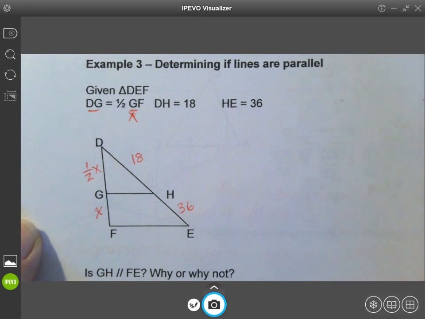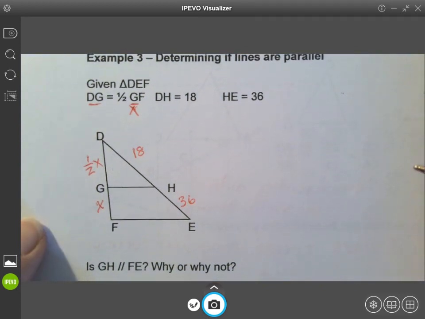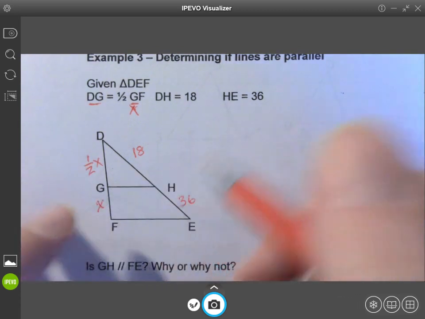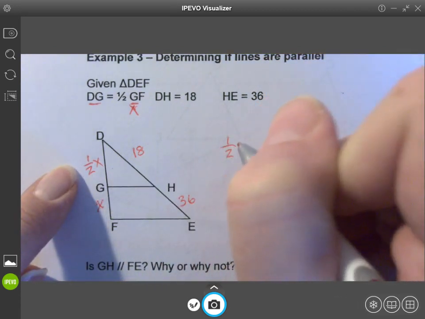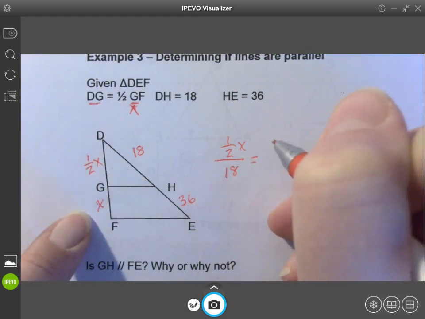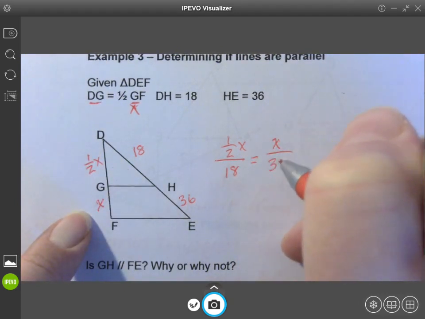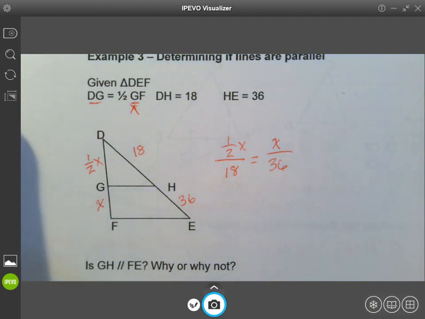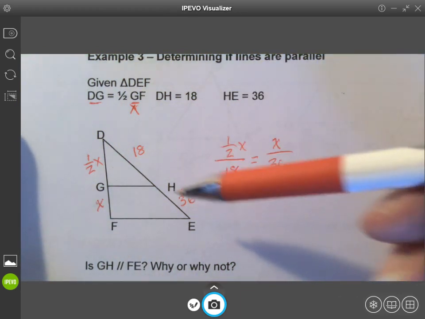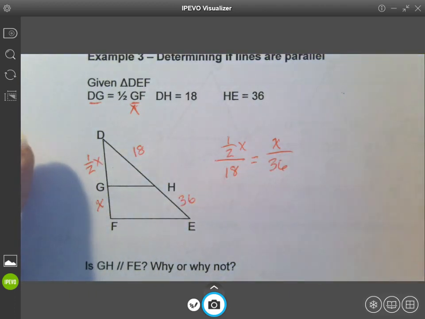All right, well, we're trying to prove if the lines are parallel or not. Now, if the lines are parallel, then these would be proportionate. So 1/2 X over 18 would equal X over 36. Now, I'm thinking you guys can see it because 18 is half of 36. So this would be proportional. We're just going to prove it.